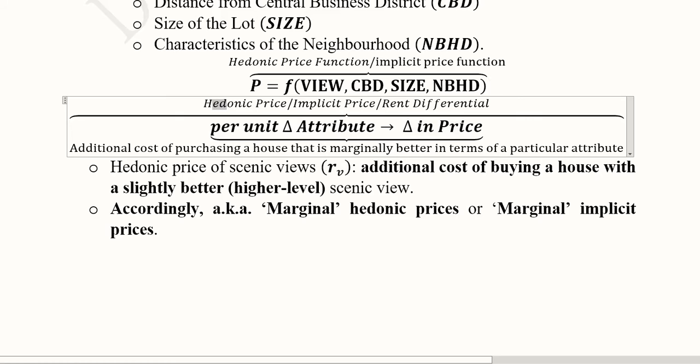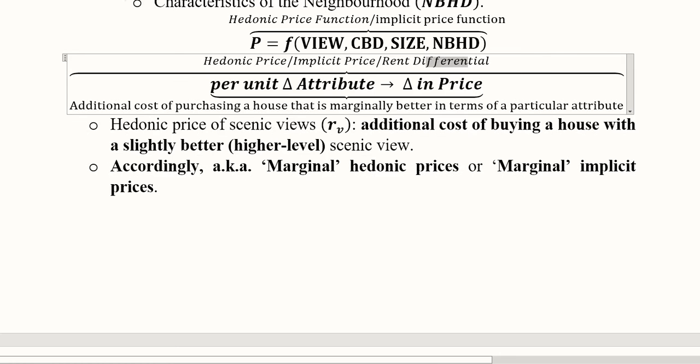And when we do, it will become the hedonic price or the implicit price or the rent differential, and that will be defined as the additional cost of purchasing a house that is marginally better in terms of a particular attribute. So see, the regression thing is appearing here: marginally better, and the cost. Here the additional cost of purchasing means the price that the buyer has to pay. So we represent the hedonic price with respect to scenic views with the RV, because it is the rent differential, and it is the additional cost of buying a house with slightly better or marginally better scenic view.